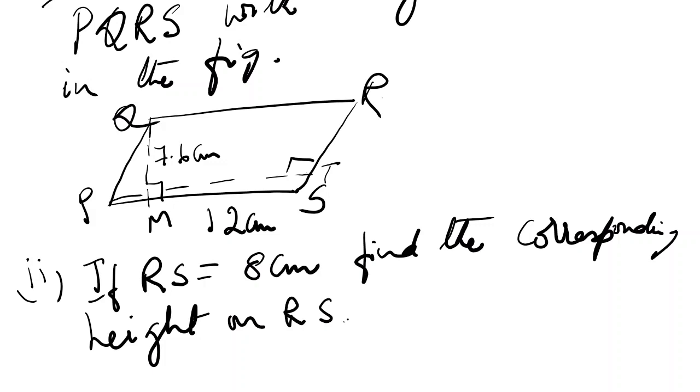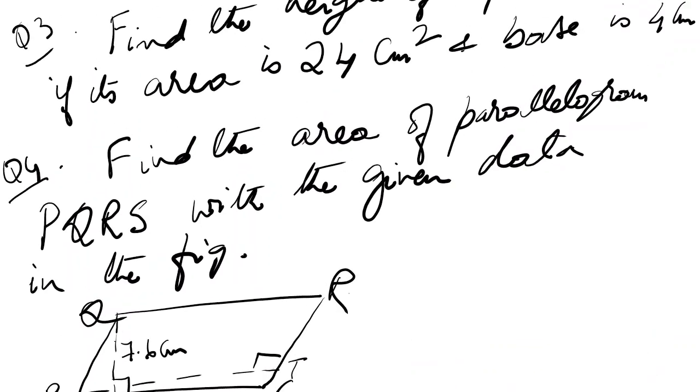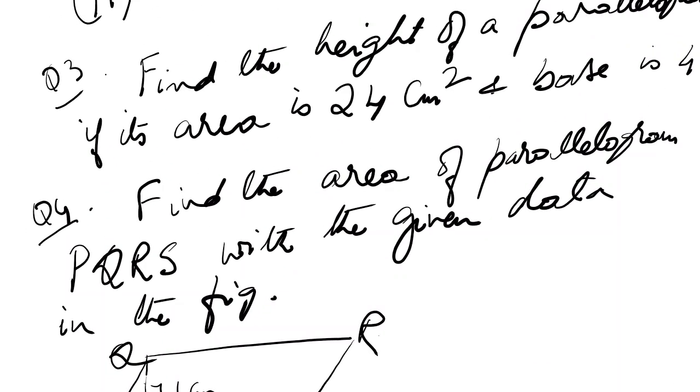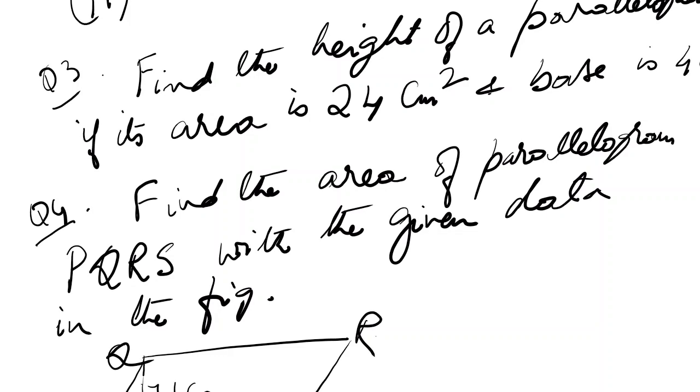So you can find out the area of the parallelogram using the base and the height. 12 centimeter is the base, height is 7.6. The area will remain same. Only thing is now RS has changed. RS is 8 centimeter. So if you divide the area by RS, you will get the corresponding height. Right? So do these questions, solve these questions. First solve the previous questions which will revise your previous topic. Then learn the formula of the parallelogram that I have told you and solve these questions.